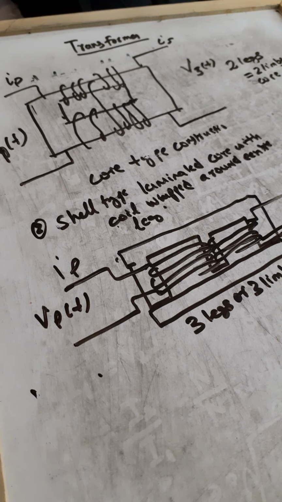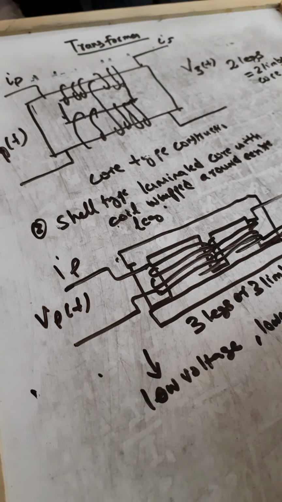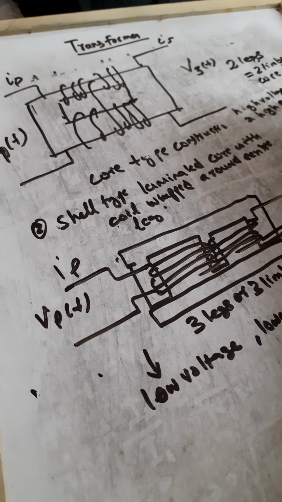Shell type transformers are preferred for low voltage, as I have told in the beginning, and low power levels up to 10 kVA. Whereas the core type is used for high voltage and high power levels.